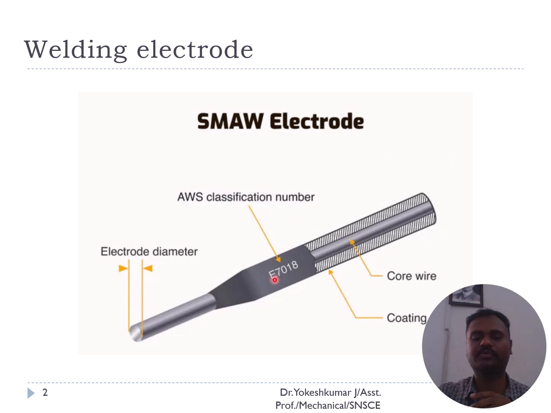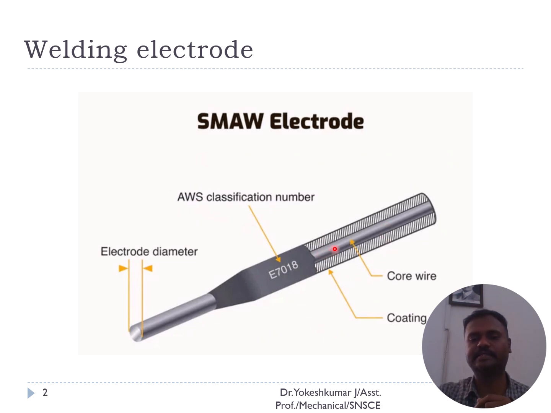Every electrode is provided with an alphanumerical number that is used to specify the electrode. That is called the AWS classification number. AWS stands for American Welding Society.